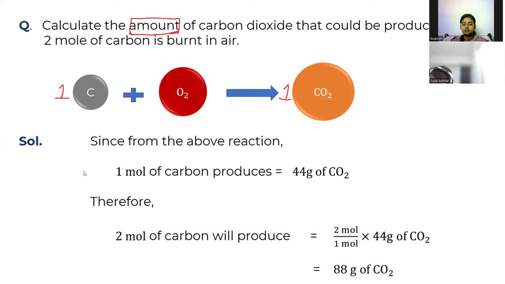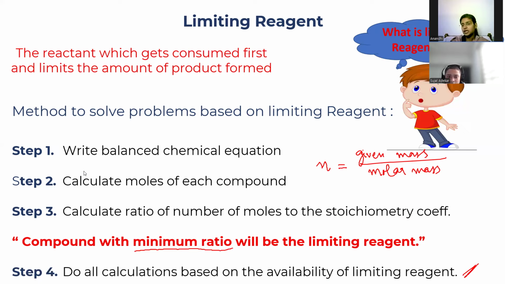And after doing these 3 steps, you have to finally do all calculations based on the availability of the limiting reagent. So the fourth step is according to the question. Whatever they are asking, according to that, we will proceed. The first 3 steps are mandatory: balance the equation, find out the number of moles for both the reactants, then take the ratio of the number of moles to the stoichiometric coefficient, and you will get the answer.